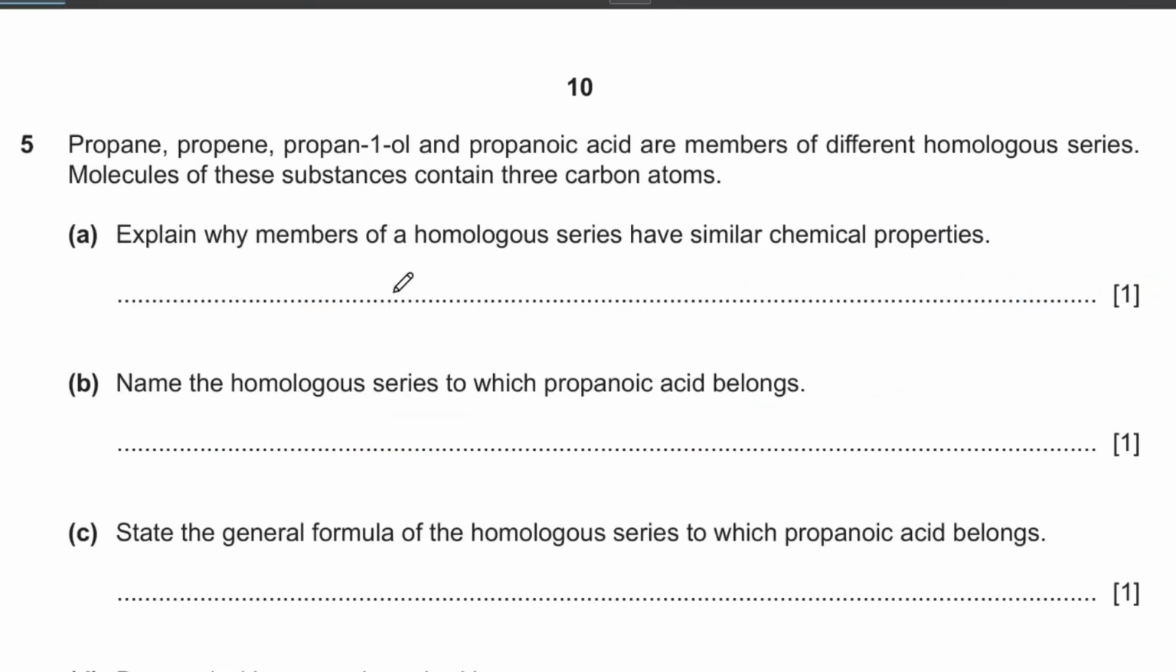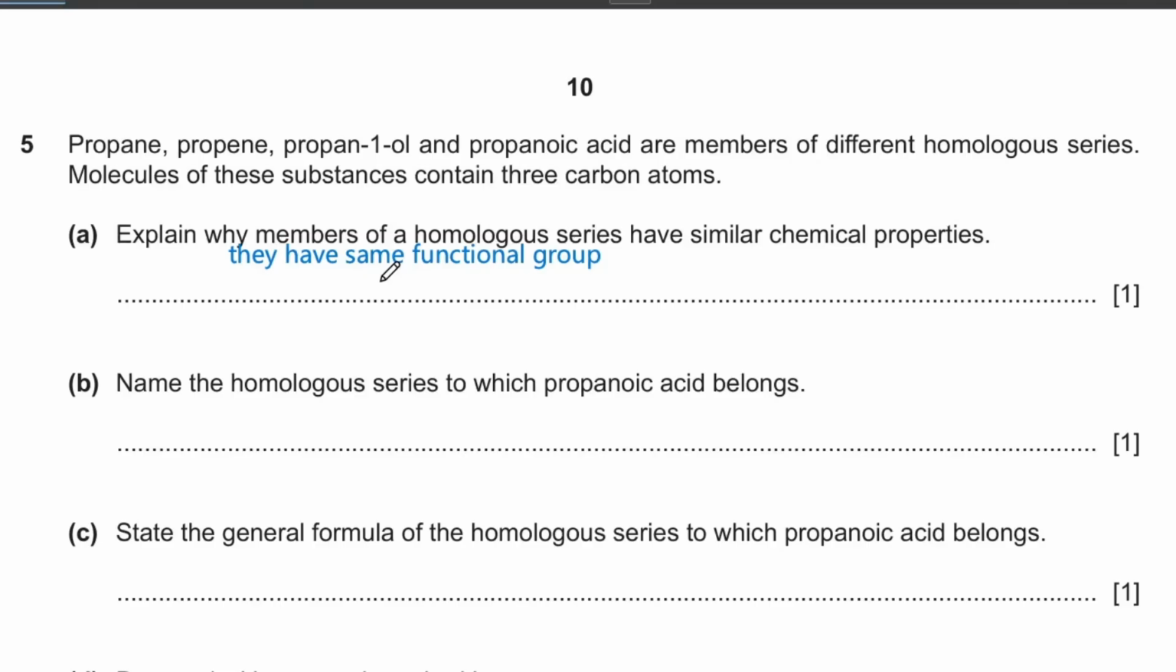Question 5. Propane, propene, propan-1-ol, and propanoic acid are members of different homologous series. Molecules of these substances contain 3 carbon atoms. Explain why members of a homologous series have similar chemical properties. It's because they have the same functional group. The functional group is what gives them their chemical properties. Since they have the same functional group, they're going to have similar chemical properties.